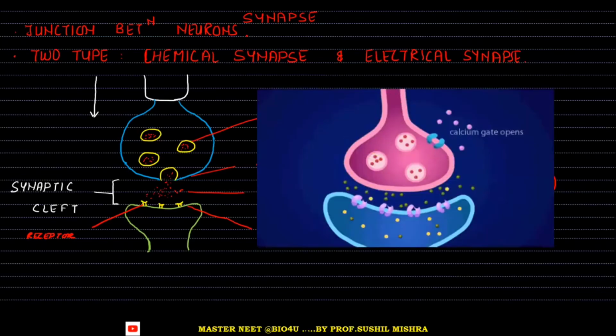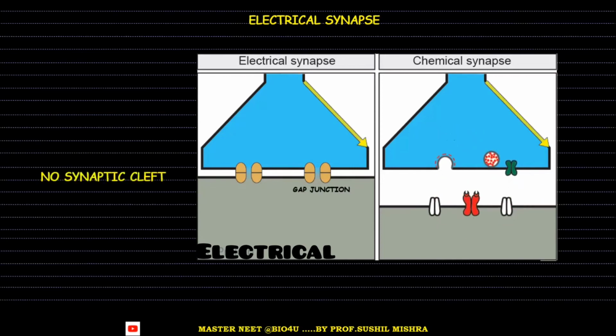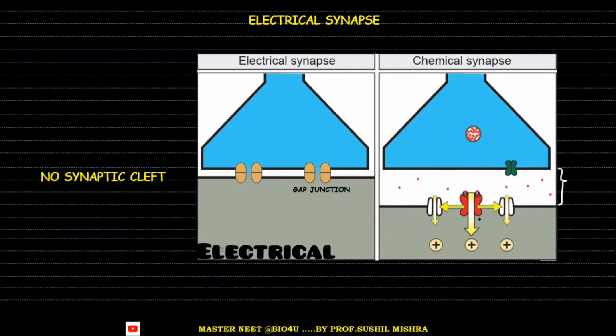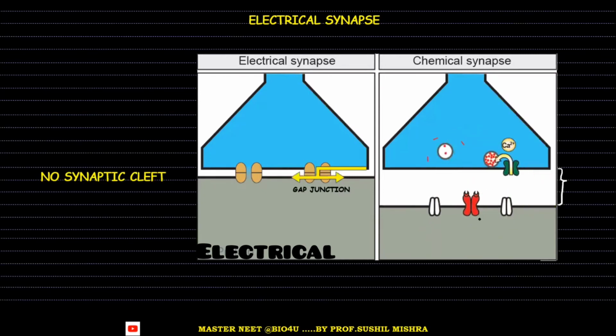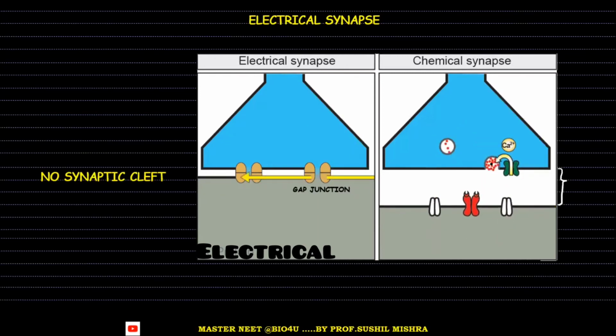I hope we are clear with the conduction of impulse across a synapse. Let me take you to the electrical synapse. Here we are showing you two synapses side by side. One is electrical, the other is chemical. In the case of an electrical synapse, you will find the presynaptic membrane and postsynaptic membrane are almost fused. So there is no synaptic cleft, while in the case of a chemical synapse, you can see there is a big synaptic cleft. Are you getting it? Here, the impulse is directly carried across a membrane. In the other case, the chemical released binds to the receptor, and then the impulse is carried.